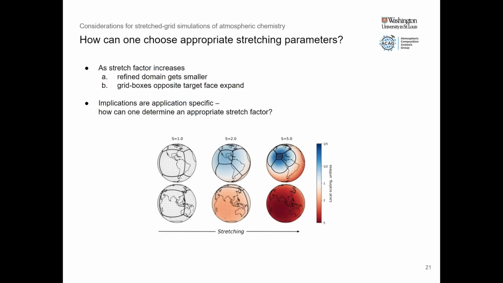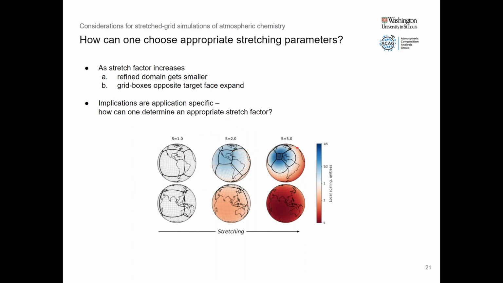Okay, so the last thing that I wanted to go over is just some general considerations for running chemistry and composition simulations with stretched grids. So a question that comes up pretty quickly is, how do I choose an appropriate stretch factor? And so to lead into this, I'd like to take a minute to look at this figure and point out two important features that you should notice.